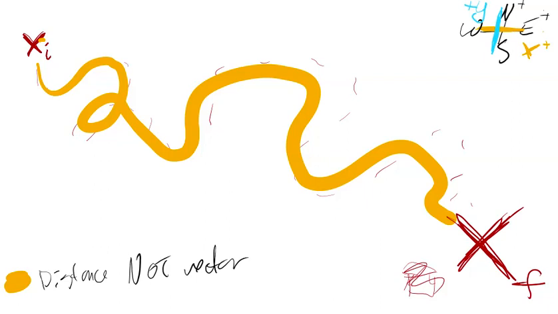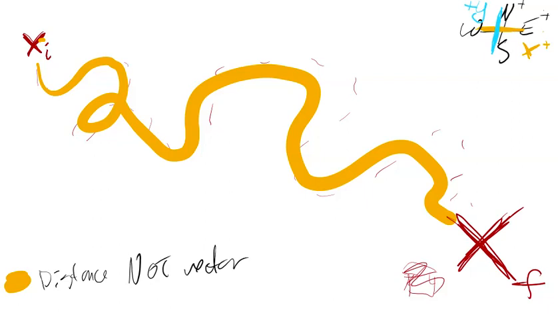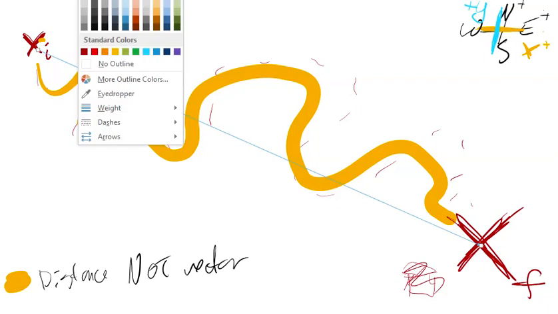Now what I'm going to do is, I think there's a shape here. Don't use the pen for this. I'm going to go from where we start to where we finish. And let me do that. I'll do that in green.